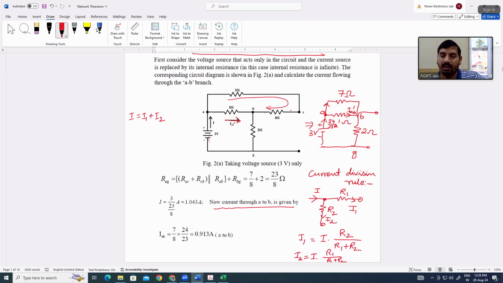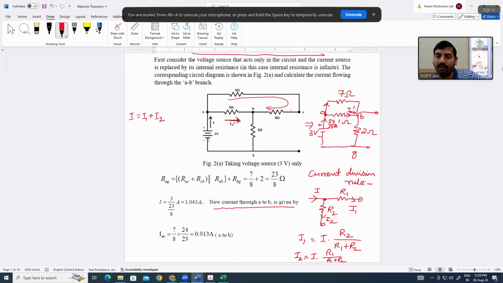So I1 is equal to I into R2 divided by R1 plus R2. I2 is equal to I into R1 divided by R1 plus R2. It means if you are calculating the current flowing through this R1, in the numerator you have to take the opposite element's value, and in the denominator the sum of both, R1 plus R2.